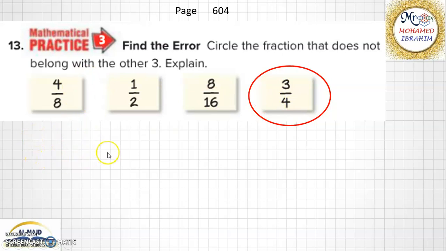If you draw a model here and shade 4 parts out of 8, and another model and shade 1 part out of 2, and a third model, 8 parts out of 16, they will be equivalent fractions. But 3 over 4 is not equivalent to the other 3. Okay? How to explain? Just write: 3 over 4 is not equivalent with 4 over 8 and 1 over 2 and 8 over 16.